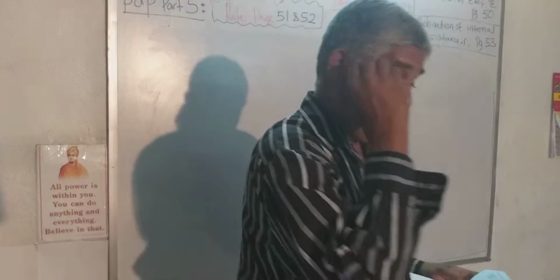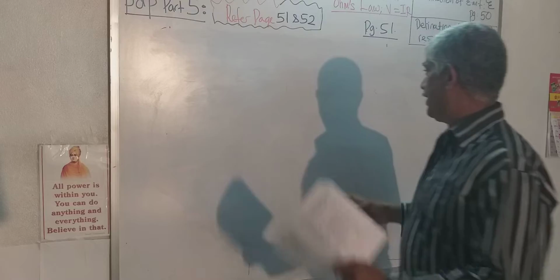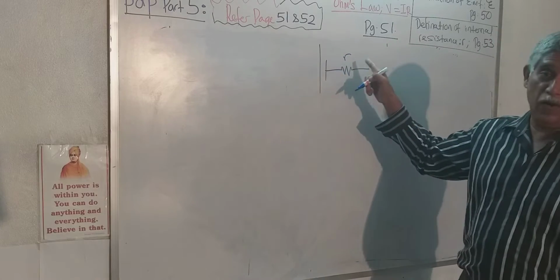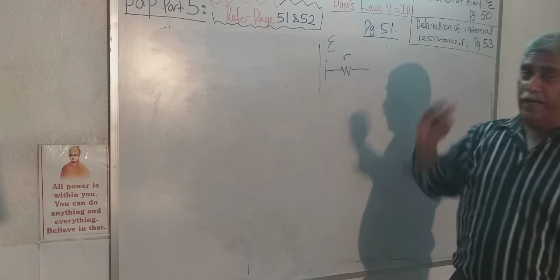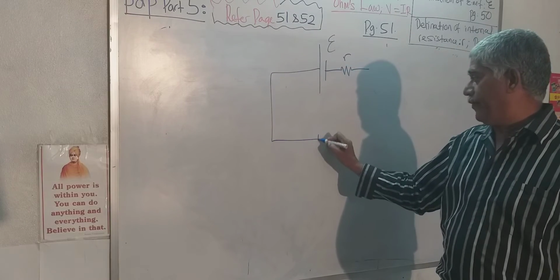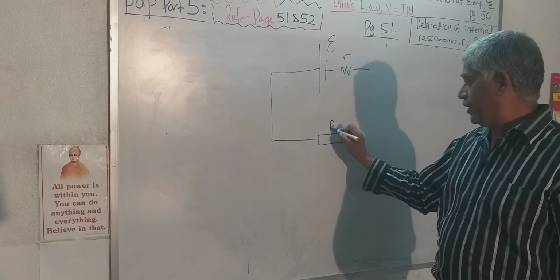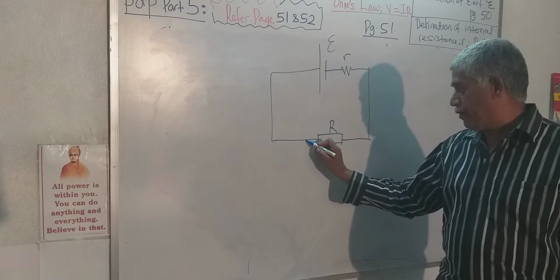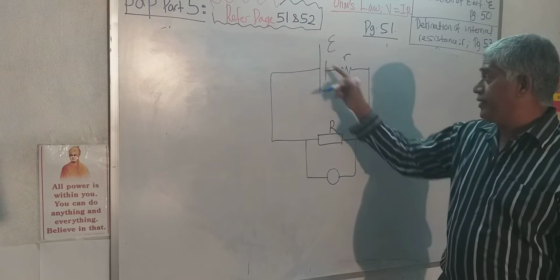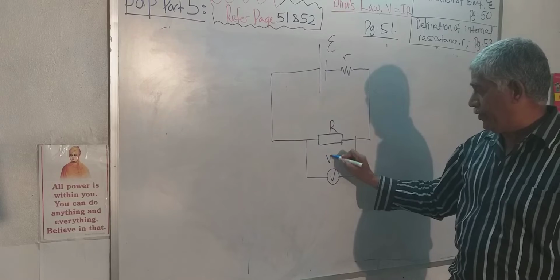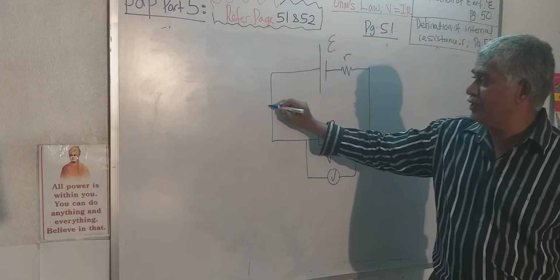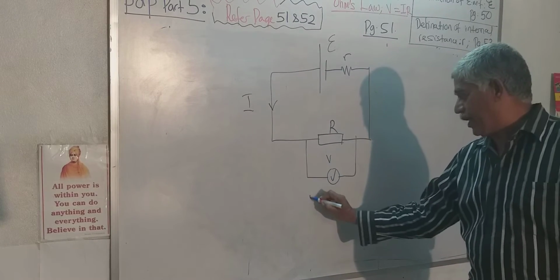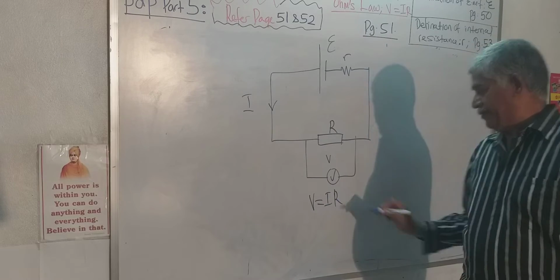Okay, if we take a circuit, now we are going to draw it together with the internal resistance. The internal resistance we usually indicate as small r, the EMF we indicate with epsilon, and then we have an external resistance, let's say capital R. If you put a voltmeter across here, this is a closed circuit. So the voltage it gives you is V, and of course when the circuit is closed, the current flowing is I. So this V can be written as V equals IR.